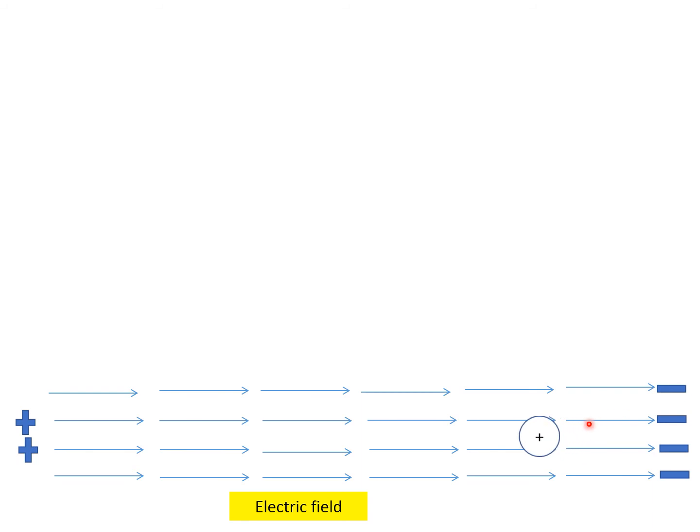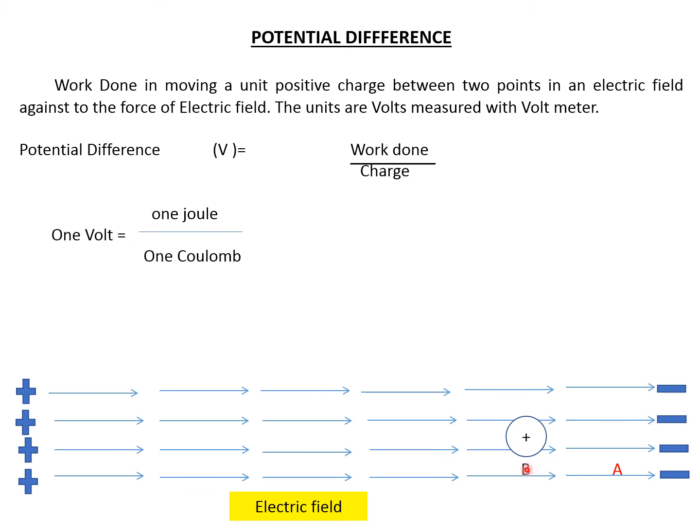Children, observe this animation. A unit positive charge is brought from A to B against the electric field. This is the direction of the electric field. So to bring this unit positive charge from A to B, a certain amount of work is done against the electric field. This amount of work done to bring a unit positive charge from A to B is known as the potential difference between 2 points. So we can define it as the work done in moving a unit positive charge between 2 points in an electric field against the force of the electric field.